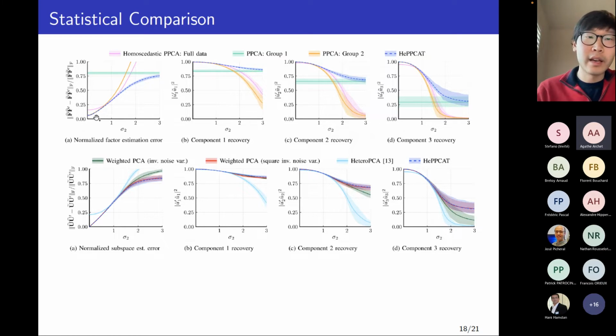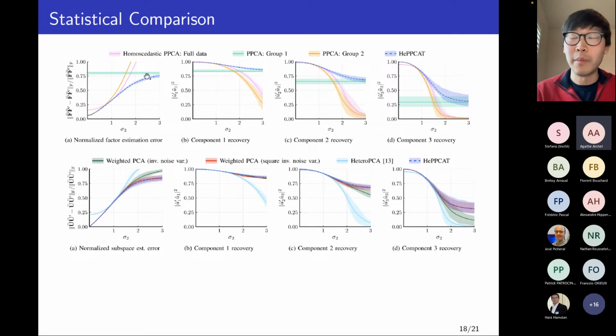And here you see HePPCAT, which is in blue, has the lowest estimation error out of all of these options. What are the other options? In pink here is what if you just did a homoscedastic probabilistic PCA? So if you pretend the data is homogeneous, that's in pink. You just plug it in. So certainly, as that second block of data gets more and more noisy, the data is becoming more heterogeneous, less homogeneous, then the error grows.